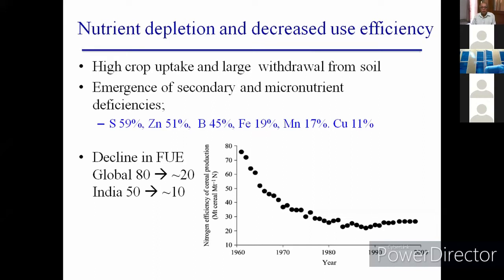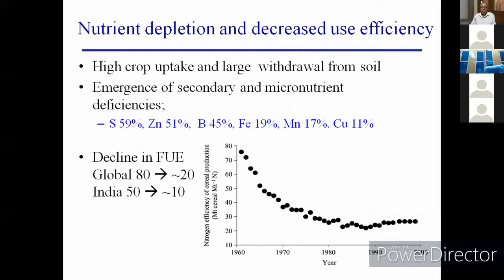So that means we are harvesting about 1.5 crops per year. Like in states like Punjab, we are harvesting more than 2 or 3 crops per year. So that means we are mining nutrients from the soil. So that means we are having nutrient depletions. And because of these nutrient depletions, they are now causing so-called multi-nutrient deficiencies around all the soils.